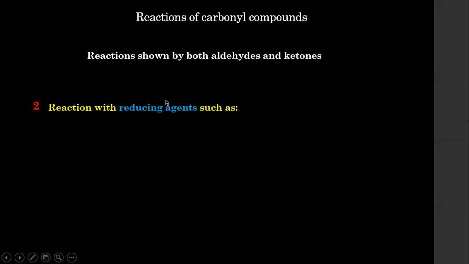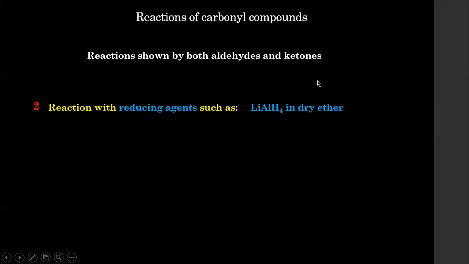This is pretty simple. And afterwards, we go to another reaction type shown by both aldehydes and ketones. And this is the reduction of aldehydes and ketones using reducing agents. We have 2 commonly used reducing agents to react with aldehydes and ketones. First one is lithium aluminium hydride in dry ether. This lithium aluminium hydride is a highly unstable substance. You can't add lithium aluminium hydride into an aqueous medium because it reacts with water. So we have to use it in dry ether.